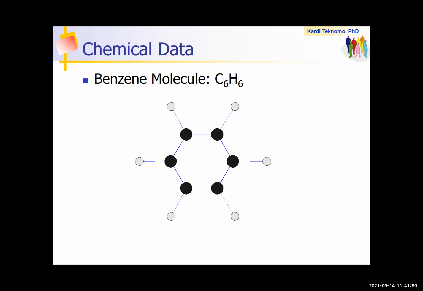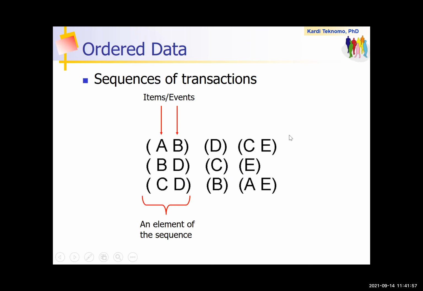Okay. So this is an example of graph data as well. Chemical data is graph data. Now this is an example of order data. A and B here represent the items or the elements. And then you will always have an order of these events or items. And that order will be grouped together as well with the parentheses.